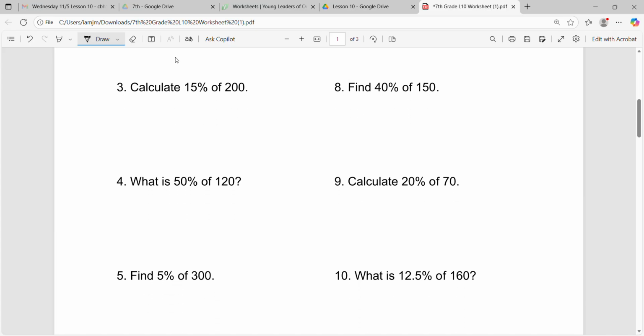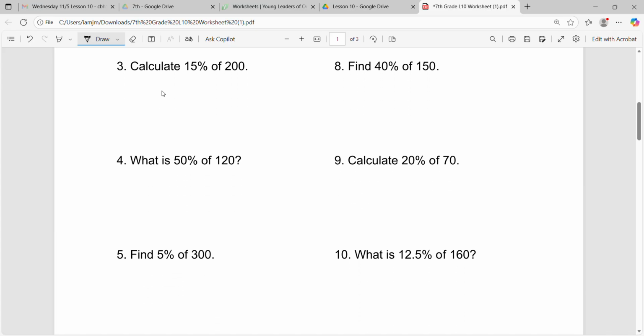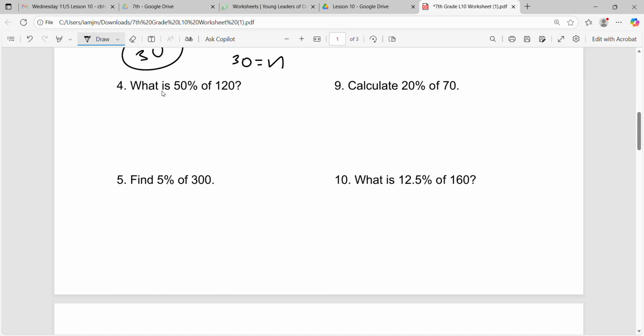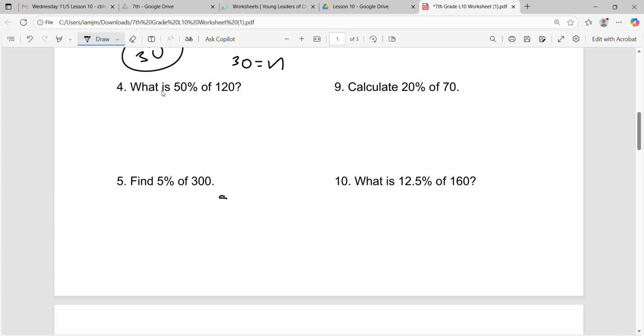Let's move on to question number 3. Calculate 15% of 200. Using the format you've just learned, we can substitute the information in and solve right away. Simplify. 2 times 15 is 30 times n, 30. Number 5. Find 5% of 300. Simplify. 5 times 3 is 15. 1 times n is n. 5% of 300 is 15.